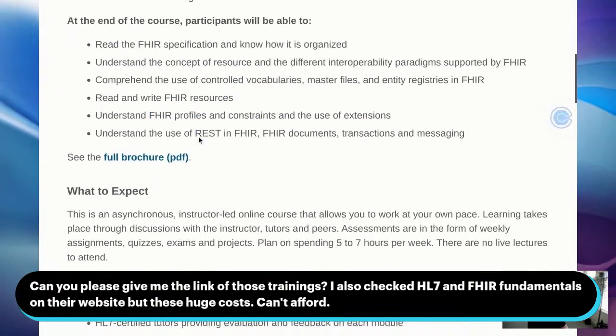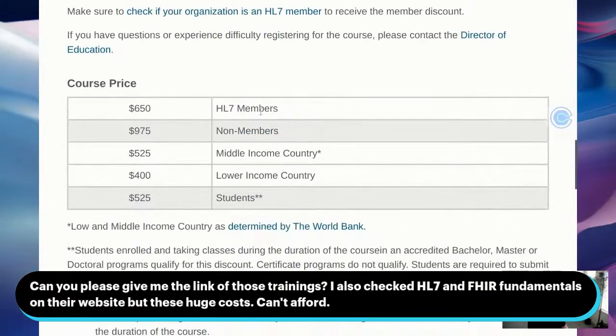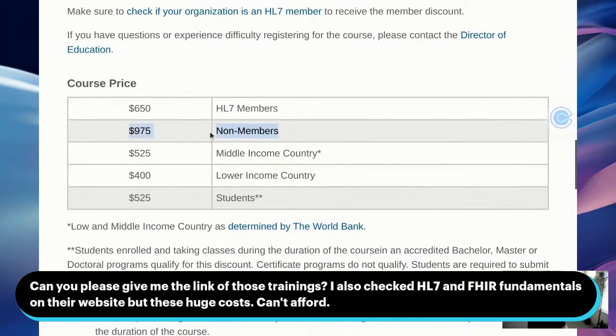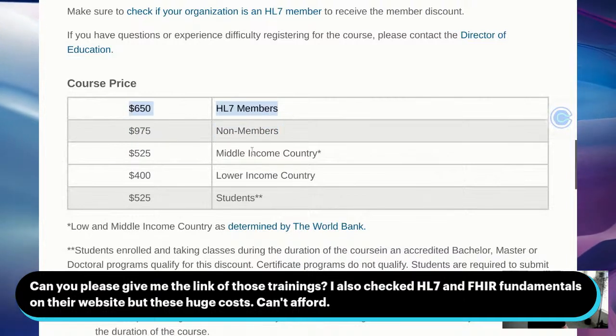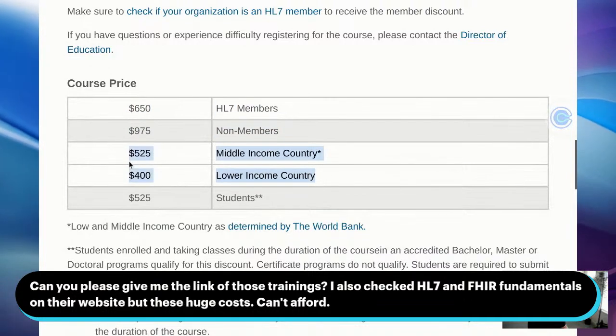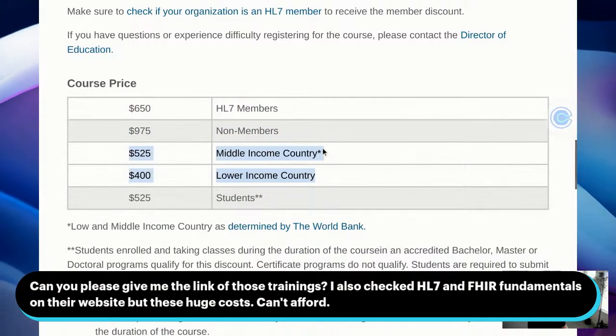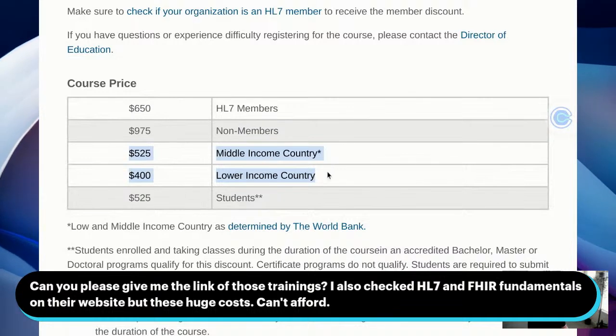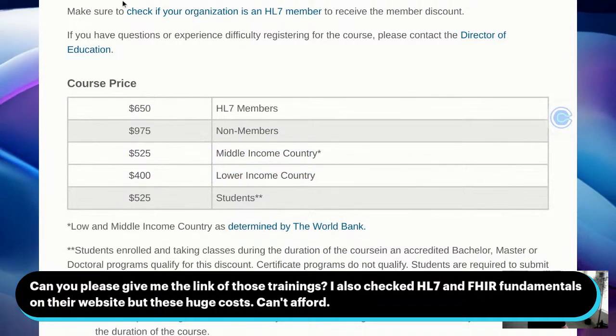FHIR Fundamentals is really expensive. $975 for non-members, $650 for members, and then for the lower and middle income countries it's $400 to $500. So yeah, very expensive.